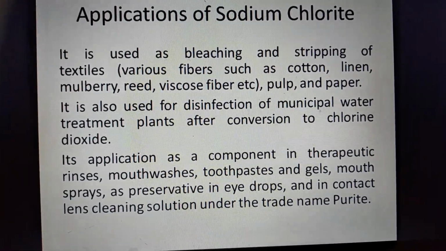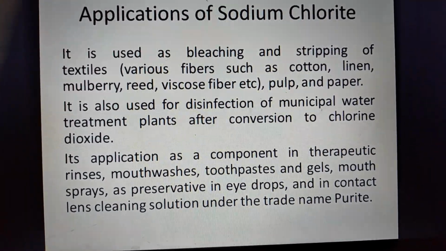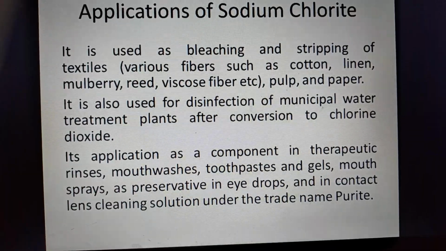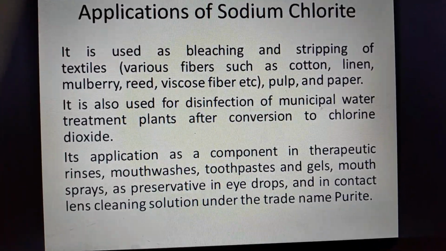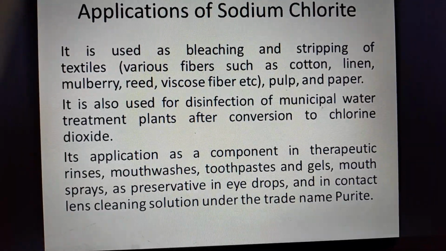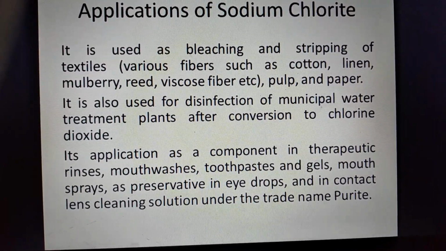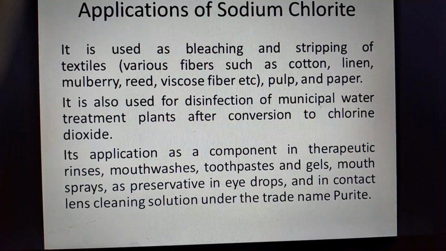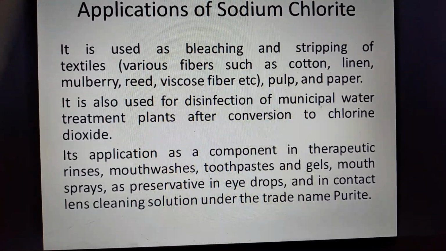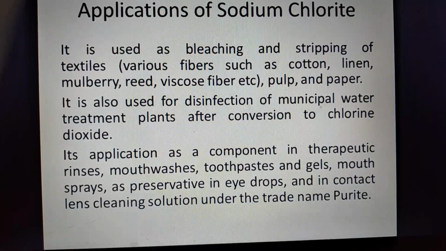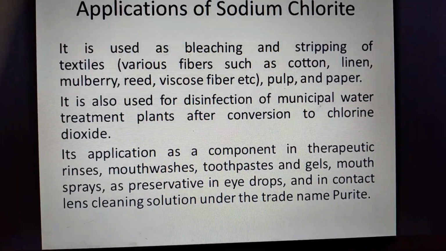Applications of sodium chlorite: it is used for bleaching and stripping of various textile fibers such as cotton, linen, mulberry, reed and viscose fibers, as well as in the paper and pulp industry. It is also used for the disinfection of municipal waste treatment plants after conversion to chlorine dioxide.